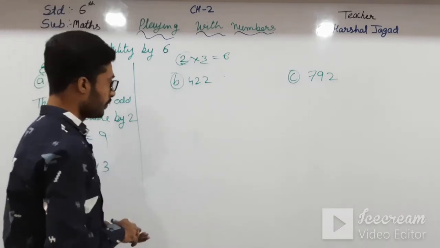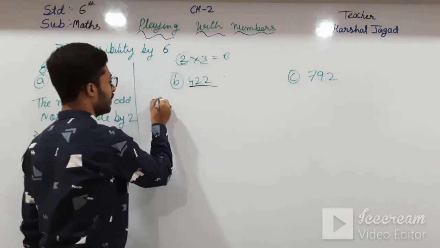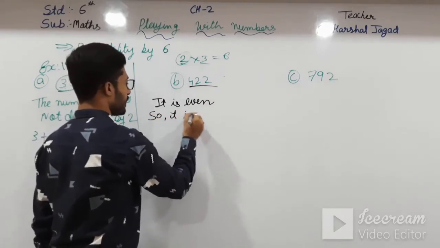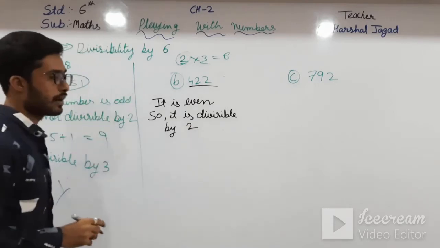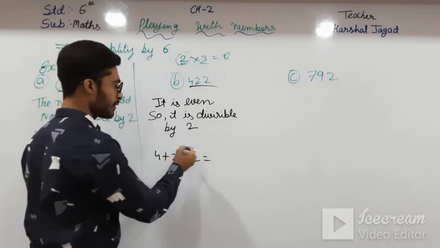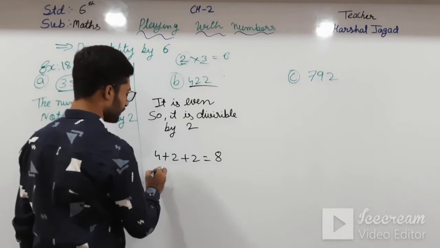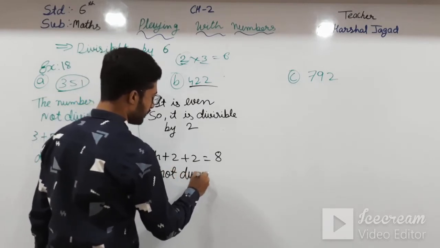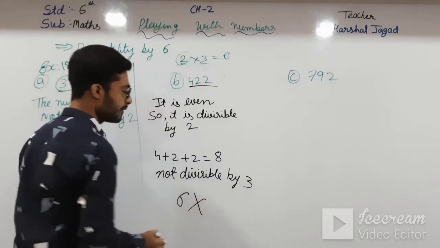Now 422. Let us see whether it is divisible. First of all, it is odd number, sorry, even number. Even, so it is divisible by 2. Okay students, now checking about 3. So 4 plus 2 plus 2, that is 4 plus 2, 6 plus 2, 8. Okay students, so 8 is not divisible by 3, so this number is not divisible by 3. Okay students, so it is also not divisible by 6.